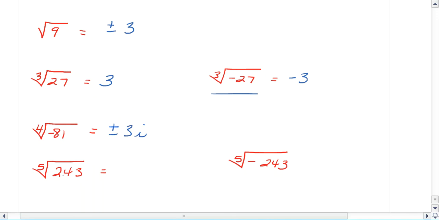The fifth root of 243, well, 3 times itself 5 times is 243. And again, likewise, if you're asked for the negative. Sometimes your book will put a negative sign in front of a root, and then they don't want the plus minus, then they actually do want the negative root. So just a kind of a review there of where you'll run across negative signs.